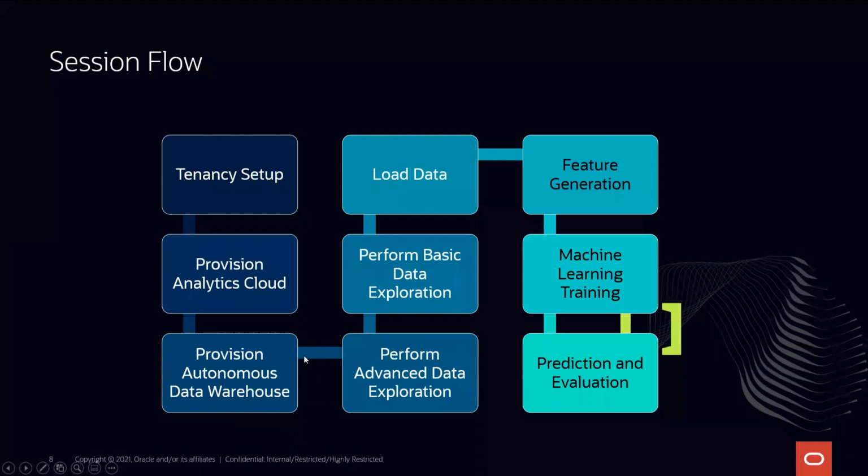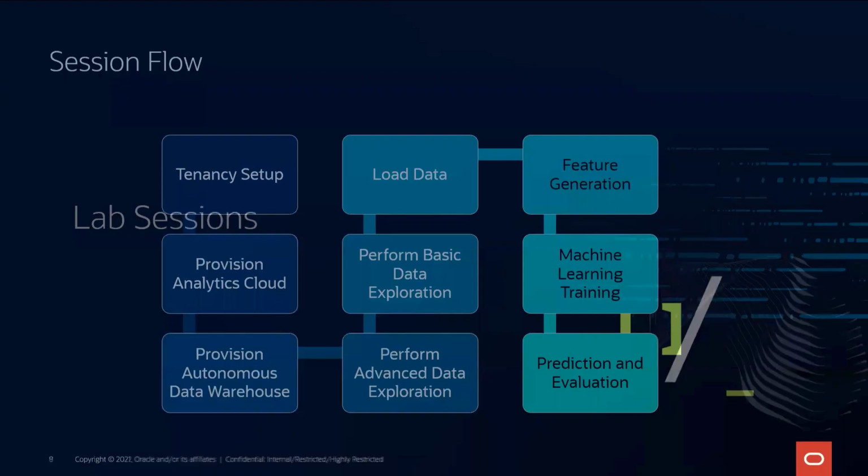So once we have loaded it into the autonomous data warehouse, we would then be able to connect this autonomous data warehouse to the analytics cloud, and we can start to do some basic data exploration, right? And eventually, once you have done the basic data exploration, you would probably want to perform more advanced data exploration as well. And eventually, we will come to a point where you would want to do feature generation for the machine learning algorithms. And once the machine learning algorithms have been established, we can then start the machine learning training to get the final algorithm or model. That model, we can use for prediction and evaluation. Right. Without further ado, let's go straight into the lab sessions.